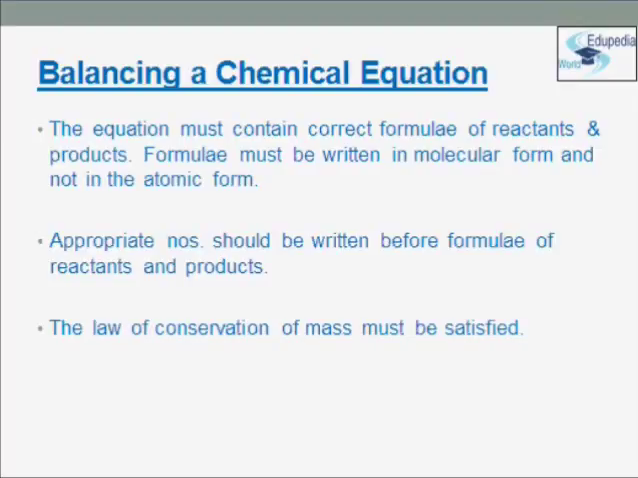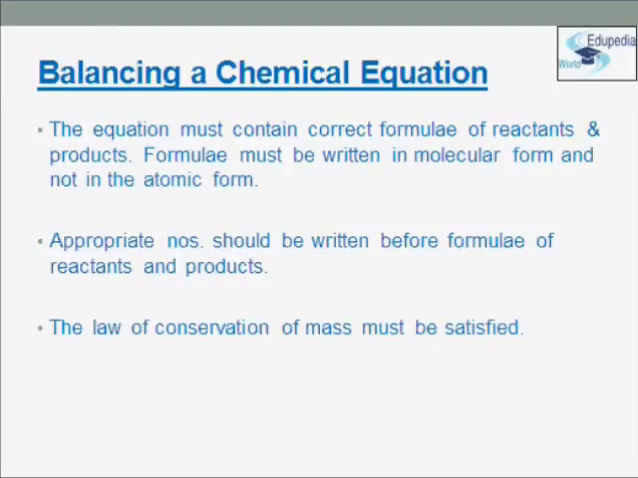So there are certain rules for balancing a chemical equation. The first rule says that the equation must contain the correct formulae of reactants and products, and formulae must be written in molecular form and not in atomic form. We should not alter the formulae of reactants and products. The second rule says that appropriate numbers should be written before formulae of reactants and products. The third rule says the law of conservation of mass must be satisfied.